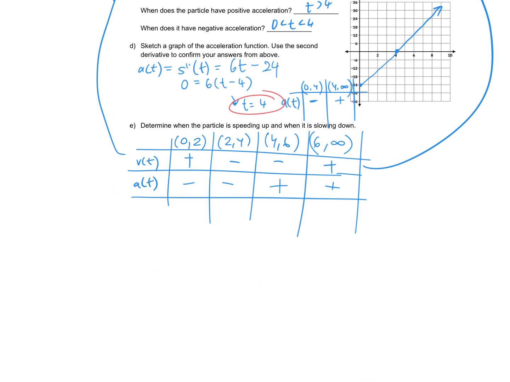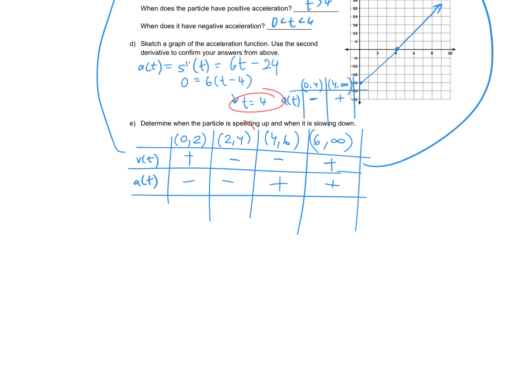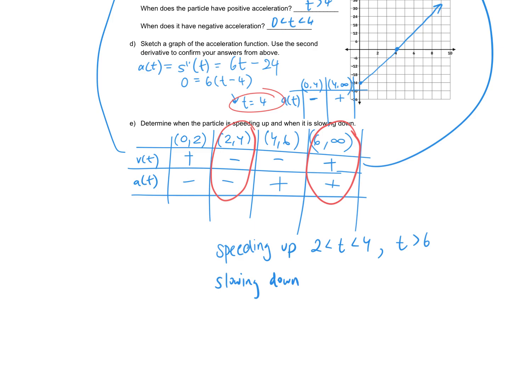And now, let's see, when are the signs the same? Here and here. So we are speeding up from 2 to 4 seconds and after 6 seconds. And we are slowing down when we have those opposite signs, so from 0 to 2 and from 4 to 6, which is kind of what I predicted visually.